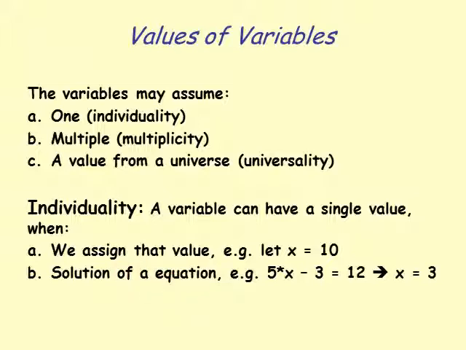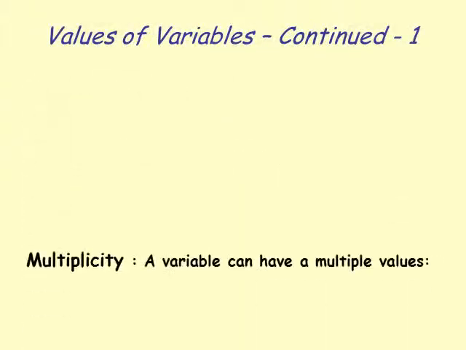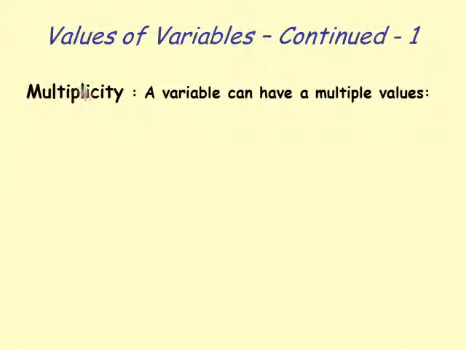A solution of an equation can give you one value, like 5 times x minus 3 would give you x is 3. Okay? A linear equation would get you one value. Multiplicity: a variable can have multiple values.